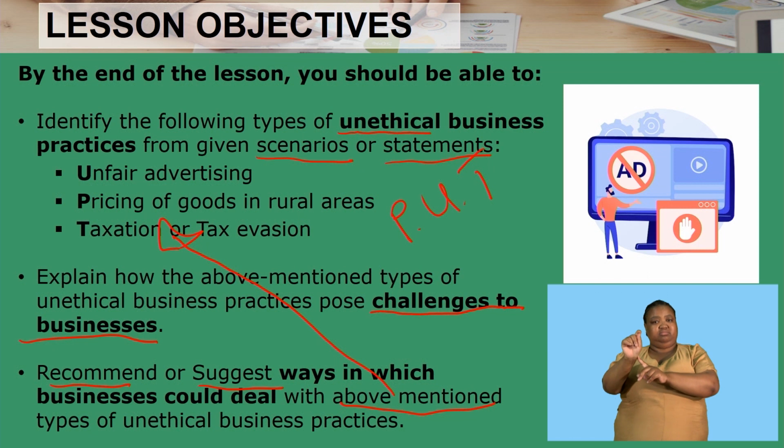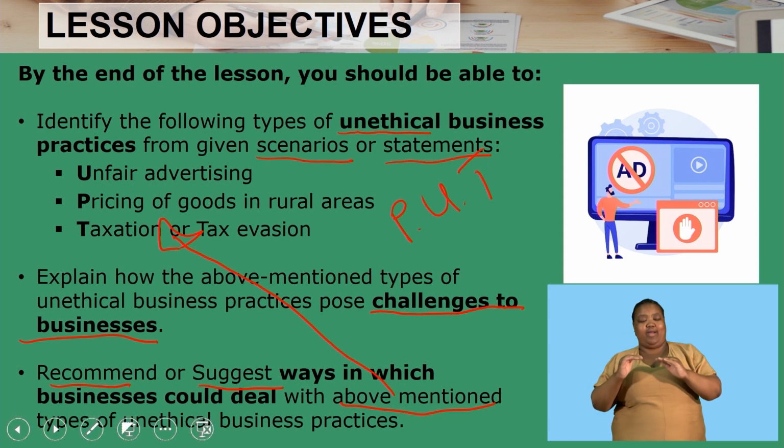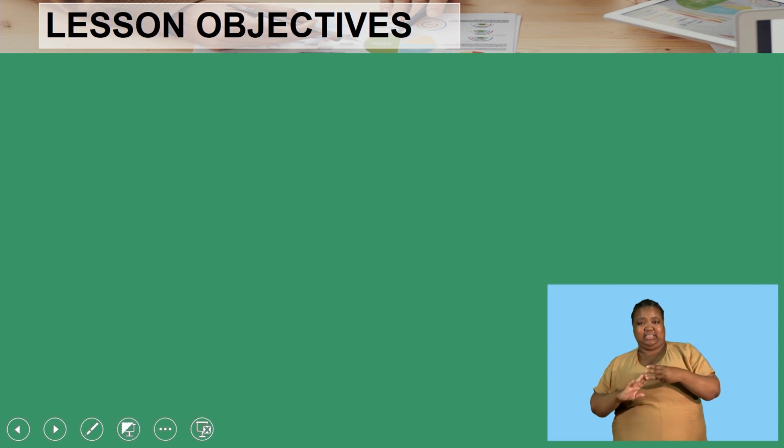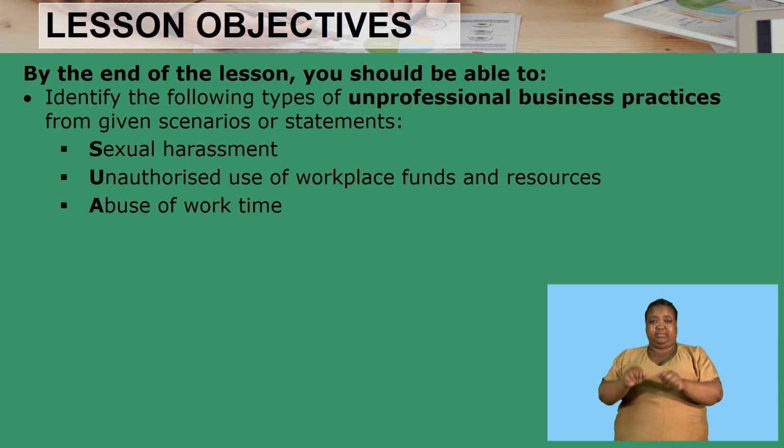What I normally do here, I've got an acronym which is called PUT, but we'll explain it in a minute. P is for pricing of goods in rural areas, U is unfair advertising, and T is taxation or tax evasion.